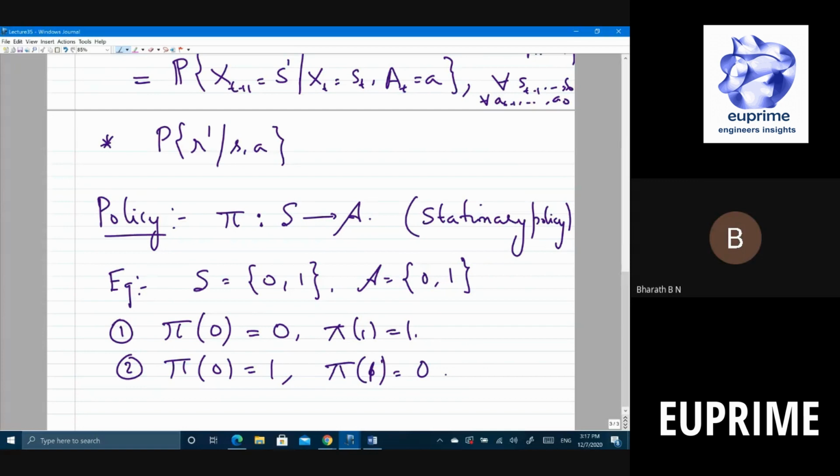This is a stationary policy because it doesn't matter which time index you are looking at, whether you are taking this action today, tomorrow, or next year. If you are in state 0, you're going to take action 0, not transmit. If you're in state 1, you transmit. Is this fine? Yes, sir. Okay. Now, is this policy pi the same as the one we used to describe as the distribution?